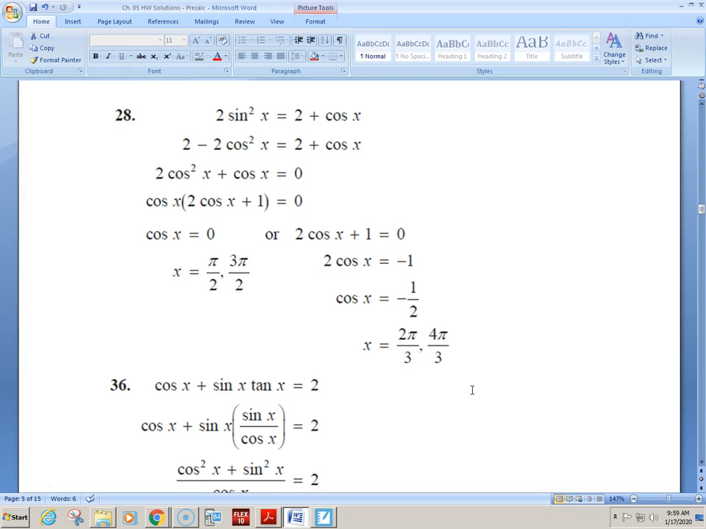And they just wanted 0 to 2 pi, so I just went looking for when is cosine 0 or when is cosine negative 1.